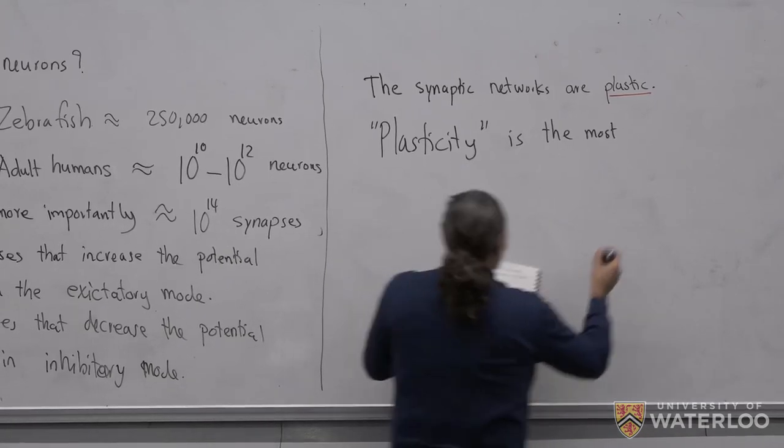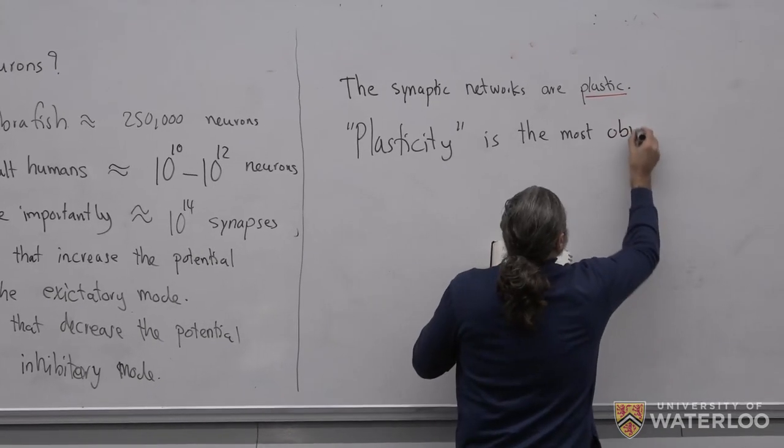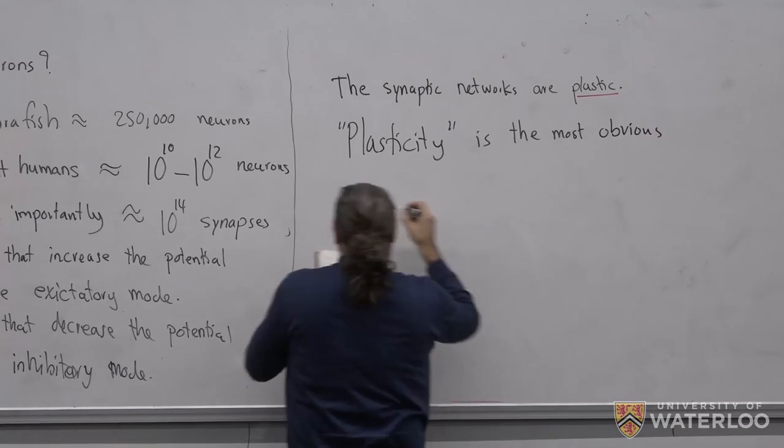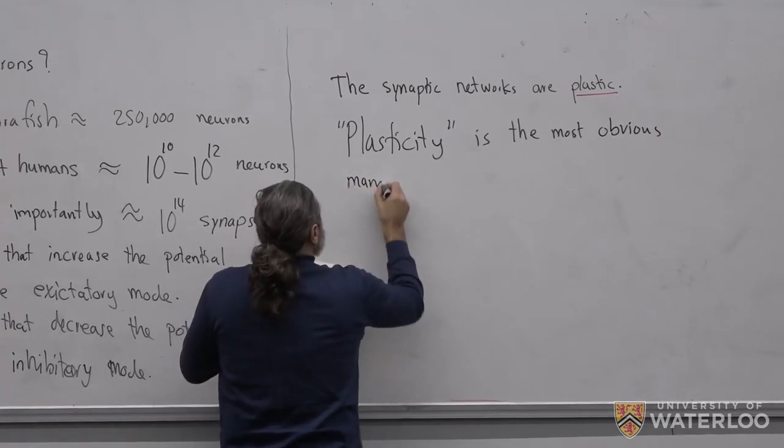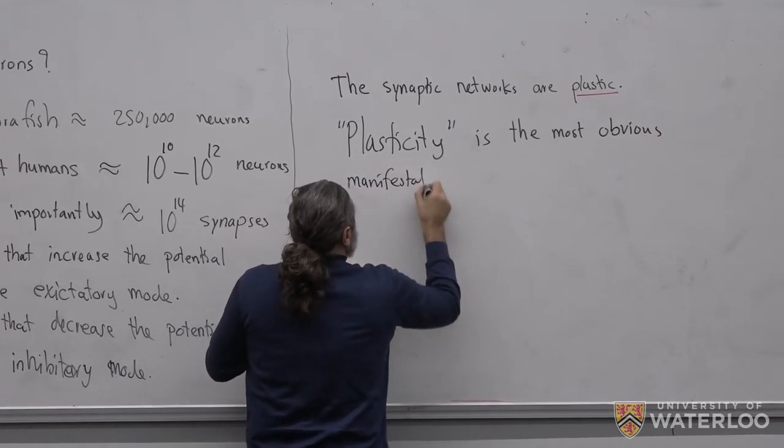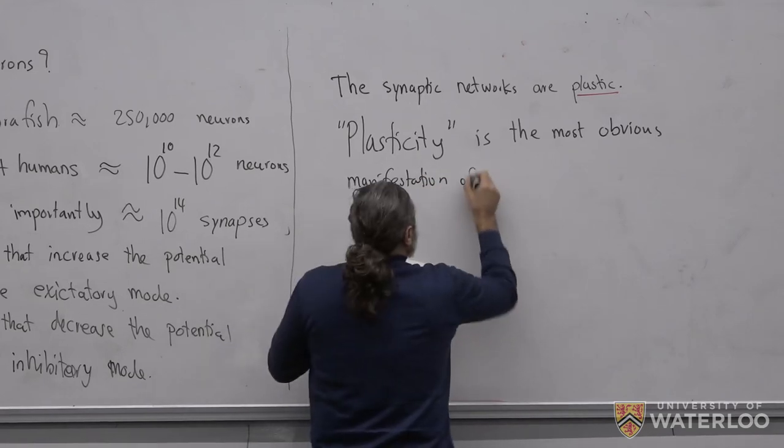So plasticity is the most obvious manifestation of intelligence.